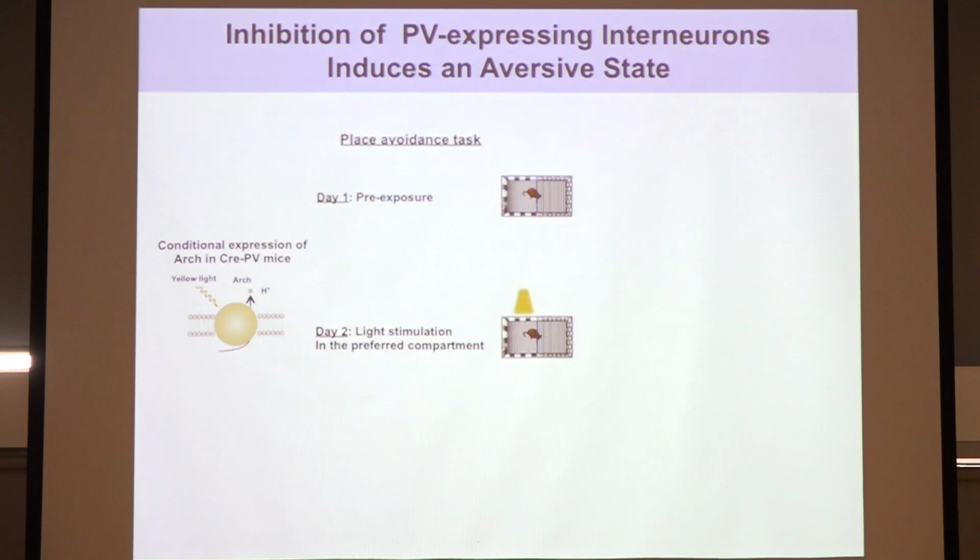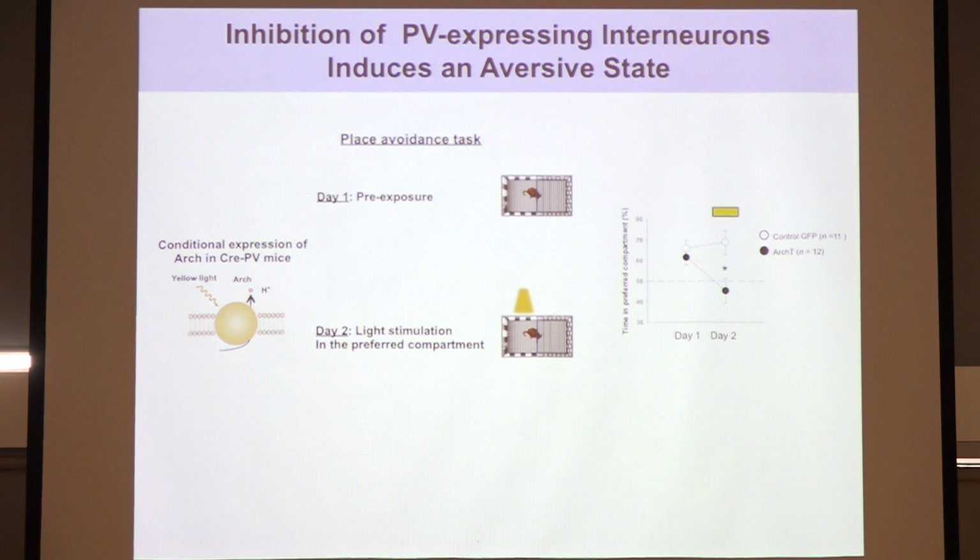And to control for that, we used a different behavioral task, that is a place avoidance task, where we manipulated the PV interneurons, so we inhibited the PV interneurons. So the animals were pre-exposed on day 1 to a two-chamber maze, and they could freely explore compartment 1 or 2, and following the first day, we selected the compartment where they spend most of their time. And this was labeled as the preferred compartment. So the next day, each time the mouse was entering the preferred compartment, we inhibited the PV interneurons, and we observed the behavioral effect.